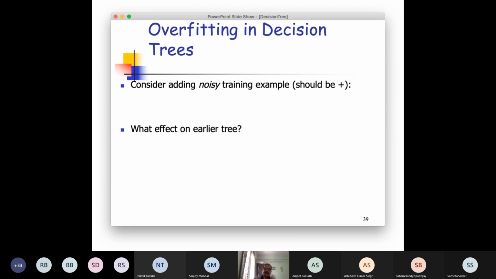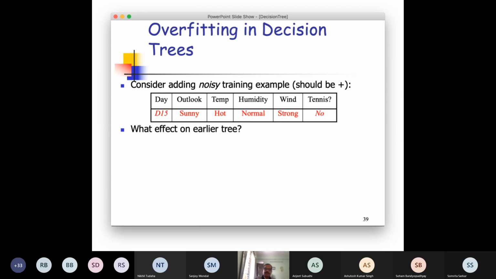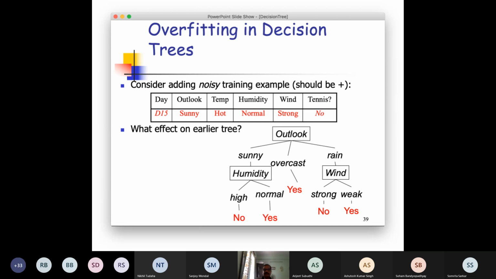One is that if there is noise in the training sample, let us have one particular example. With respect to the decision tree, I have given that example with the rectangles. That's a figurative example. Let us consider the same kind of data set and consider this particular data: sunny, hot, normal, strong, no. So if I consider the earlier tree, would this training example be satisfied with this tree?